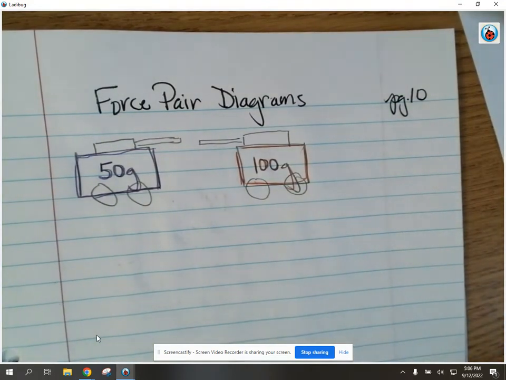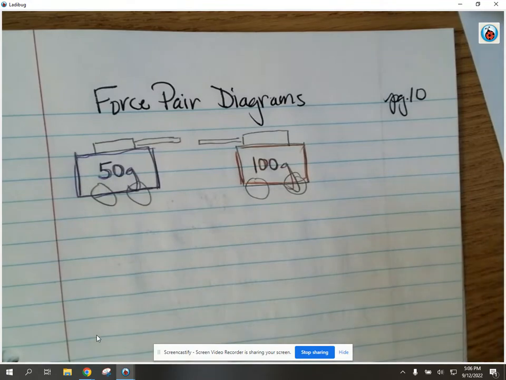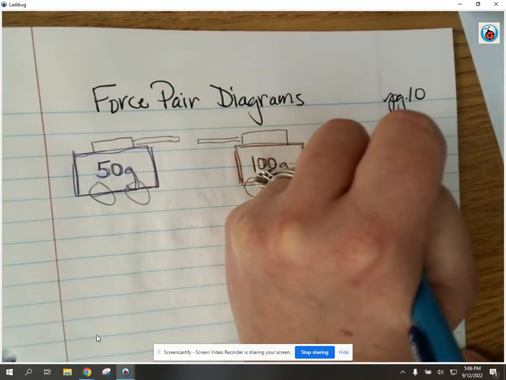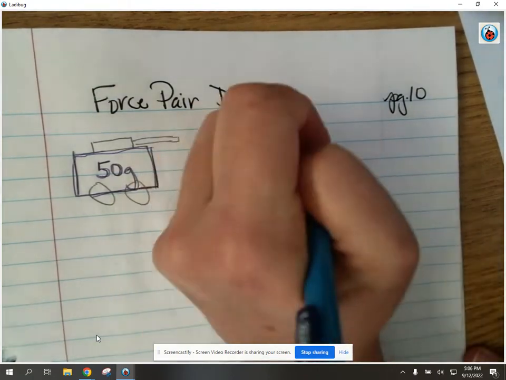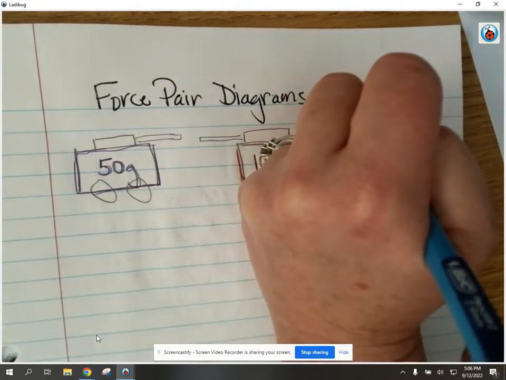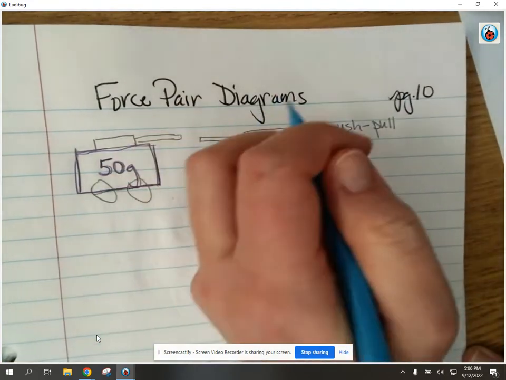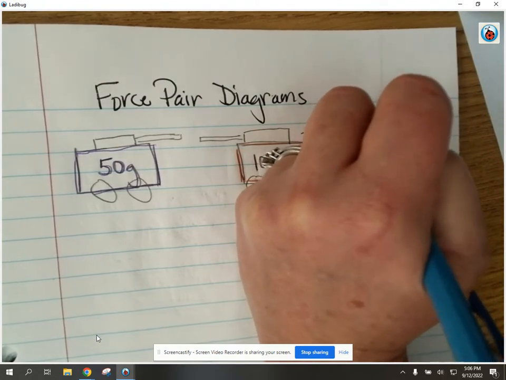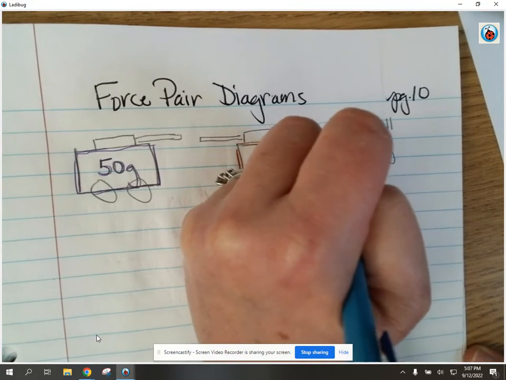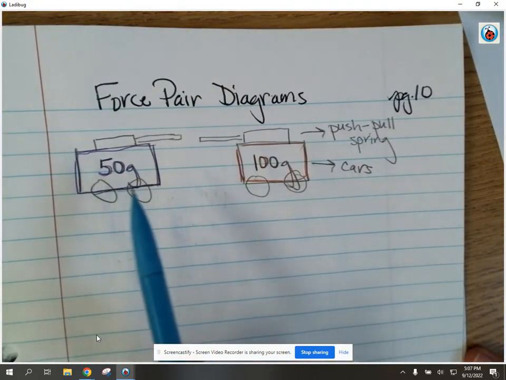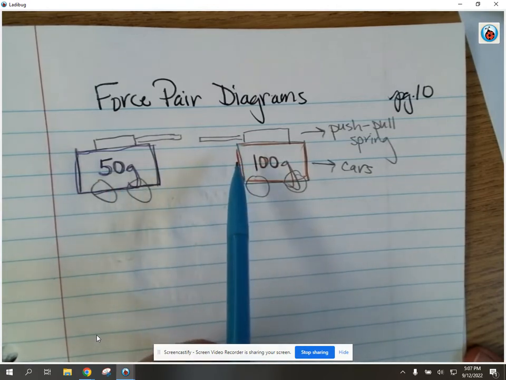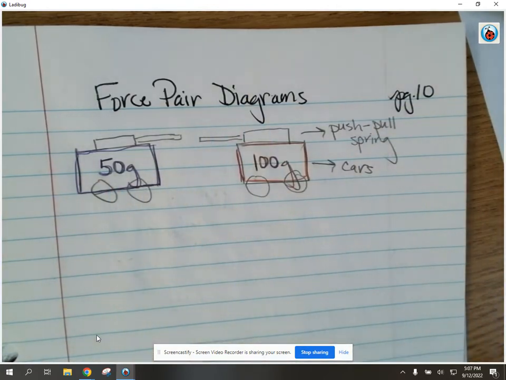And so you see I've color coded this a little bit. This is supposed to represent the blue cars with the push-pull spring on top. As you can see, they look a little bit more like tanks, but that's okay. And we know that even if they have a different mass, if we run these two cars into each other, their forces are going to be equal and opposite.